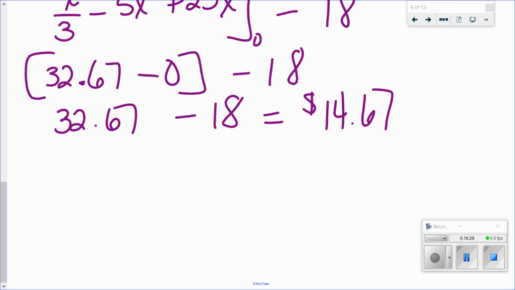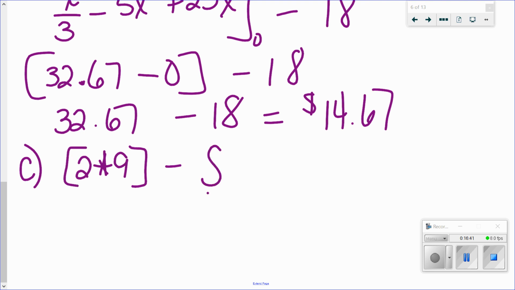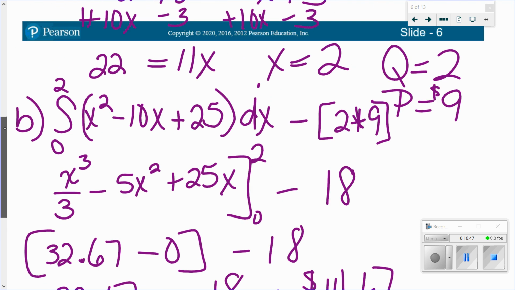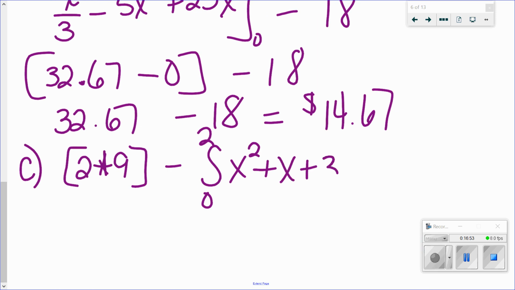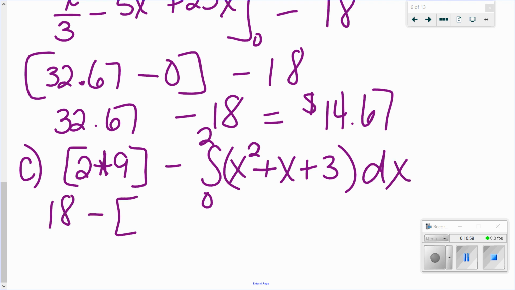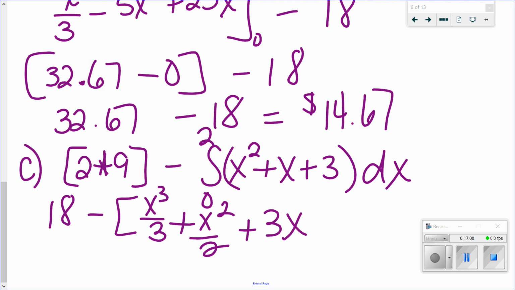Okay, now for producer surplus. So part C, remember, starts with 2 times 9. Q times P must come first, minus the antiderivative from 0 to 2 of x squared plus, what is that one? X plus 3. So we get 18 minus, we have x cubed over 3 plus x squared over 2 plus 3x. Evaluated at 0 and 2.